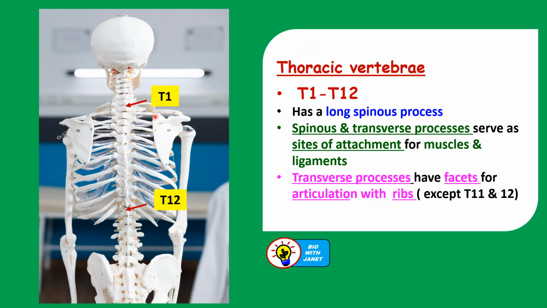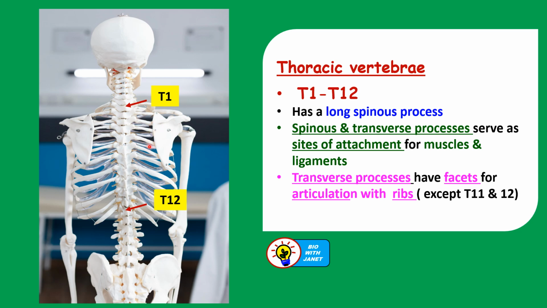Now this picture shows you the back of a person, all right. So the thoracic vertebrae are here from T1 to T12, and each one has a long spinous process that projects backwards, right? And the spinous and transverse processes, now this is the spinous process here, transverse processes are here, they serve as sites for attachment of muscles and ligaments, and the transverse processes at the sides here have facets or surfaces for articulation that join with the ribs here.